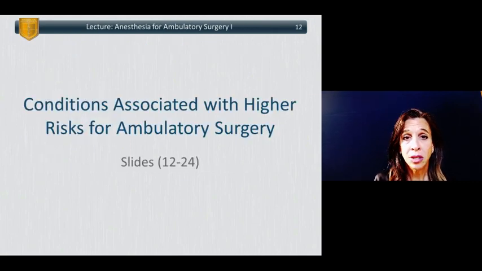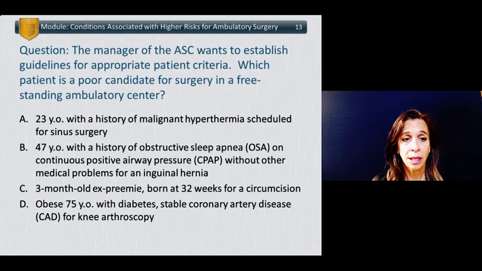So let's look at some conditions that are associated with the higher risk for ambulatory surgery. Another question. Here, the manager of the ASC wants to establish guidelines for appropriate patient criteria, and they reach out to you. Which patient is a poor candidate for surgery in a freestanding ambulatory center? A, a 23-year-old with a history of malignant hyperthermia who is scheduled for sinus surgery.